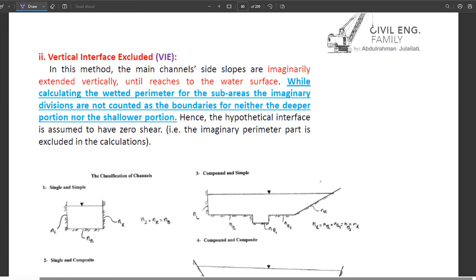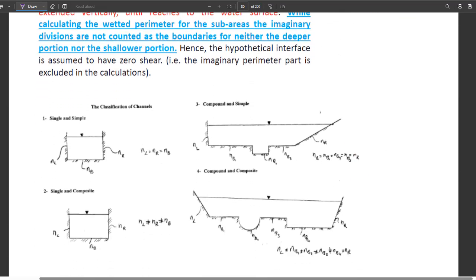So here you can see the 4 different combinations we have, which is, for example, here single and simple. Single and simple means single so that the cross section is single, one only, and simple means it has only one N that is same.